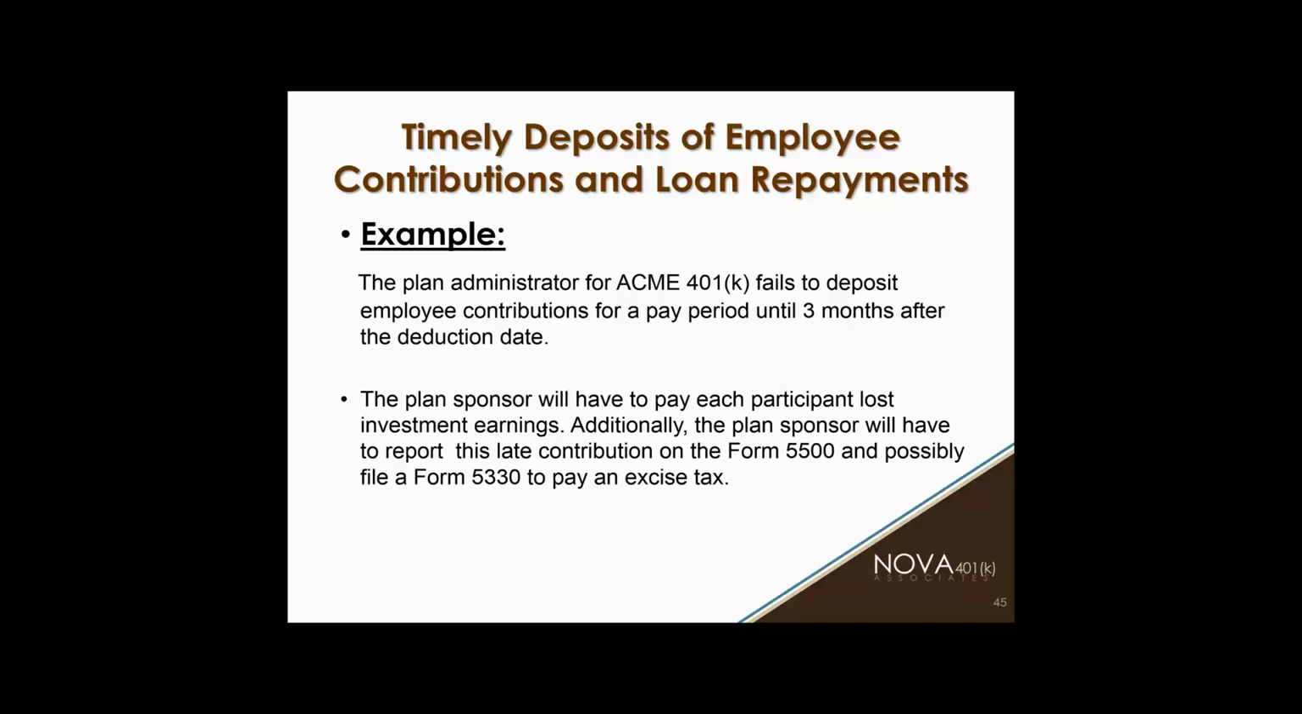So again, we have an example where a company fails to deposit the contributions for a particular pay period for 3 months. Then what do we have to do? Nova has to compute the lost earnings on those late contributions. You as a sponsor will have to report them on the 5500, and you may also have to pay an additional excise tax penalty depending on the amount of the lost earnings.